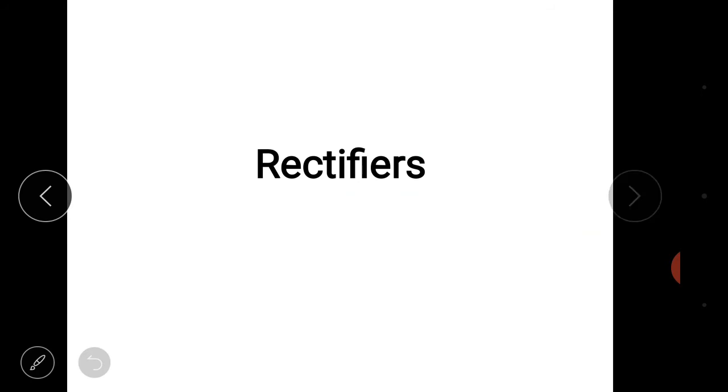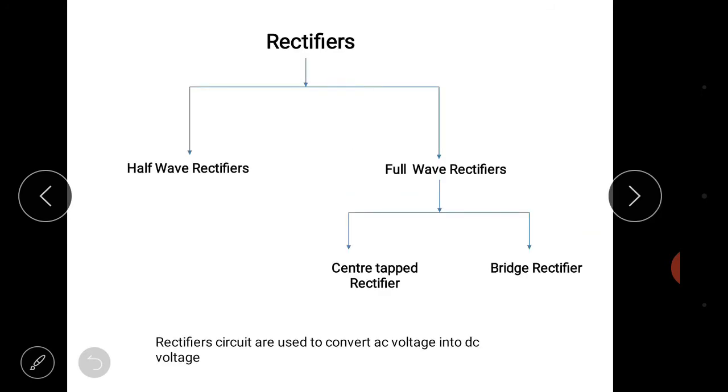Now come to rectifiers. Rectifiers are of two types: half wave rectifiers and full wave rectifiers. Full wave rectifiers are further categorized into two parts: center tap rectifier and bridge rectifier. Rectifier circuits are used to convert AC voltage into DC voltage.